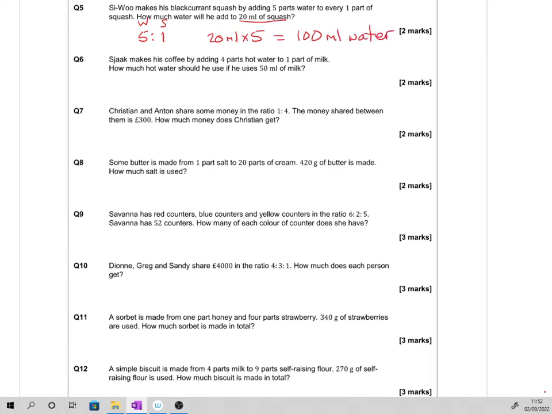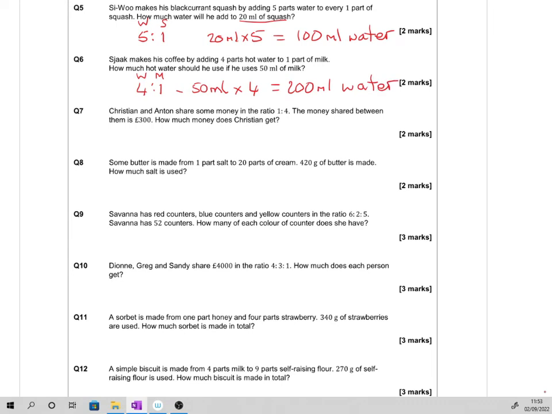Sajik makes coffee by adding 4 parts of water to 1 part of milk. How much hot water should he use if he uses 50 of milk? So we've got a 4 to 1, water and milk. And so on this side he's got 50 mils of milk. So we just multiply it up by 4 equals 200 milliliters of water.